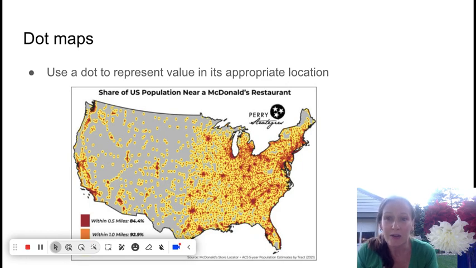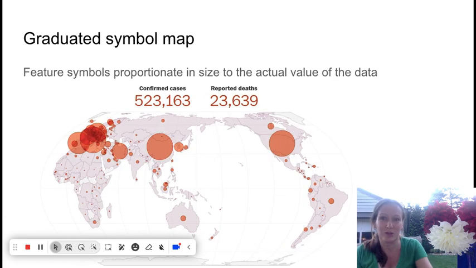So anyway, a dot map uses a dot to represent value. So there's a lot of things it doesn't include. It doesn't tell us, for example, how many McDonald's there are in the United States, or how close each McDonald's is to the exact number of people, but this will tell us how close one is. So it still tells some stories, but it doesn't tell all the stories.